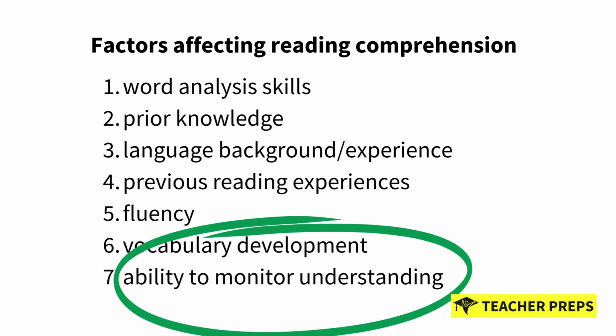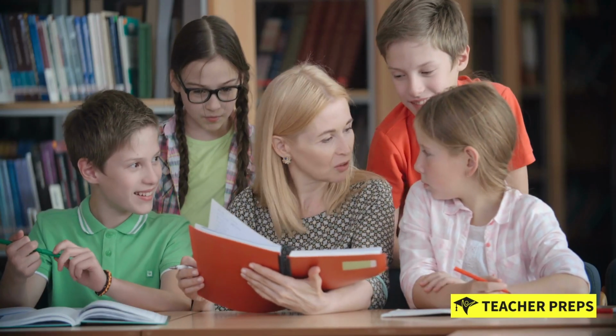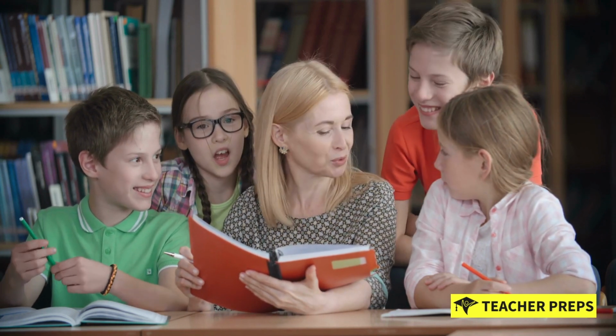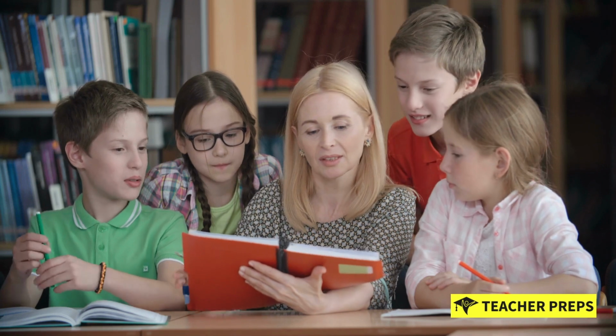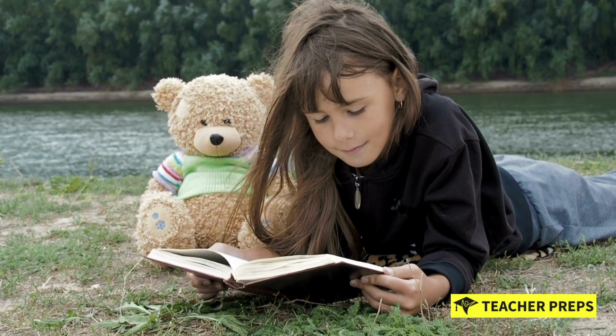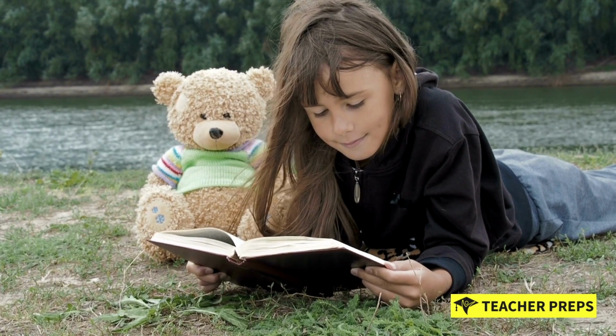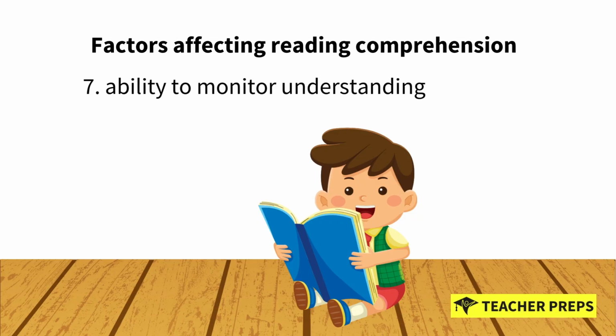Here we go. The seventh factor in affecting reading comprehension is the ability of the reader or student to monitor their own understanding. Teachers need to know how to teach students to recognize when they do not understand a portion of the text and employ strategies to clarify their own comprehension. The ability to monitor understanding is a key self-regulation skill for students in grades 4 through 6. When students actively check their comprehension while reading, they can identify areas of confusion and seek clarification, thus enhancing their overall grasp of the text that they're reading.